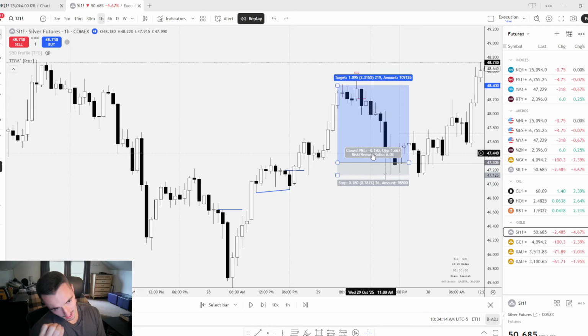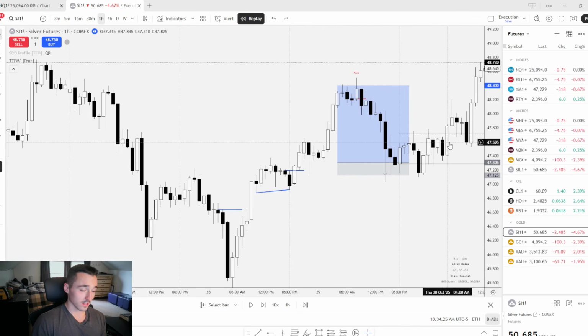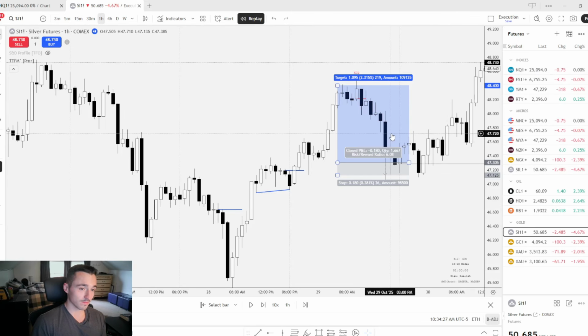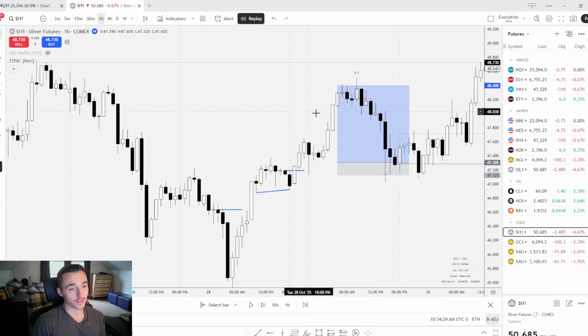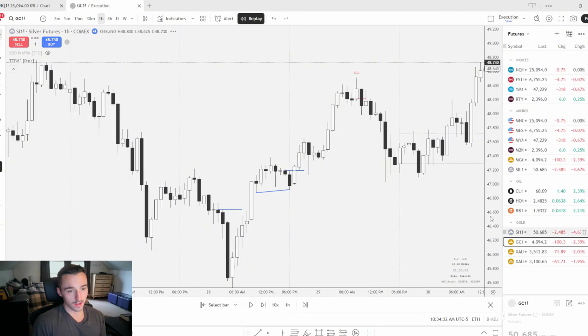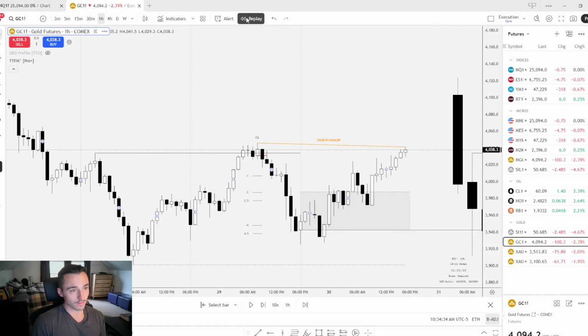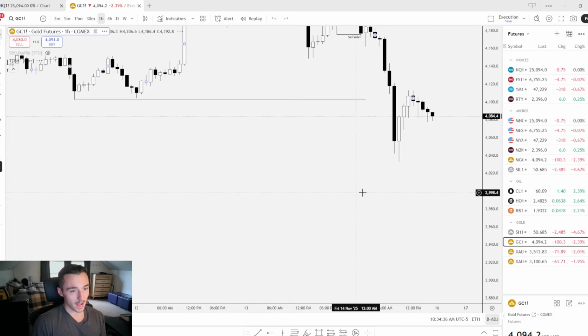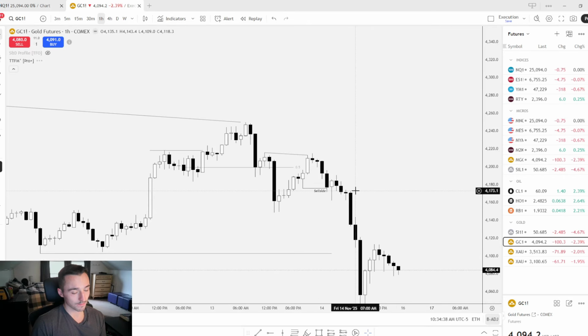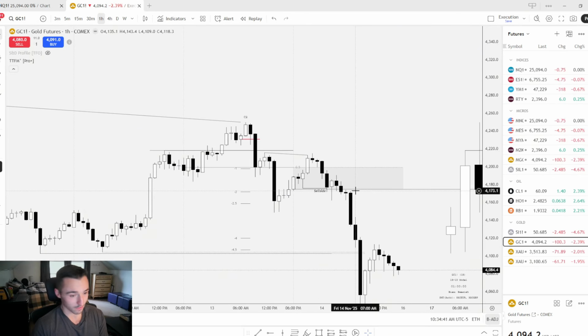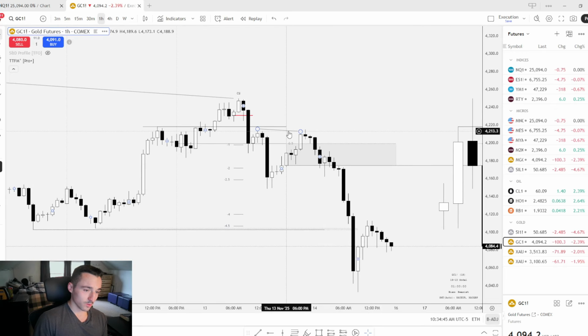The thing is, I even took this on a single Express account just so my emotions wouldn't get involved, and they still got involved, right? So it's just showing you that no matter what, you're still going to struggle sometimes, right? But this gold trade, absolutely beautiful, right? Absolutely beautiful. Took it off at previous day low, so it is what it is, man.